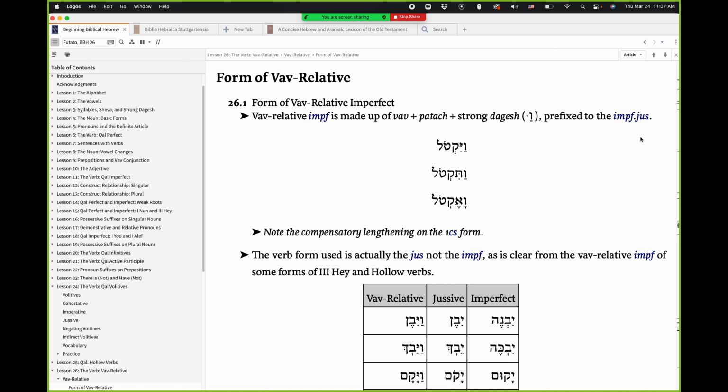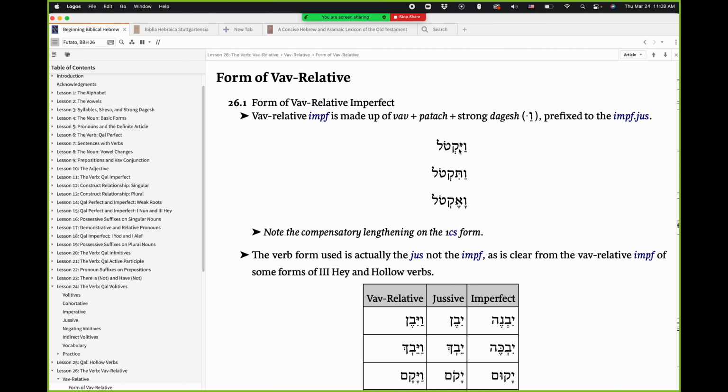Since he mentions it, I'll just say as well, we call this the imperfect form because the form you're looking at, 9 times out of 10, is going to be imperfect. But remember, except for third hey verbs, hollow verbs, and geminates, the jussive is going to look identical to the imperfect. What we're actually attaching the Vav-Relative to is not the imperfect, but the jussive. And that has a little bit to do with why it does some of the weird stuff it does meaning-wise.